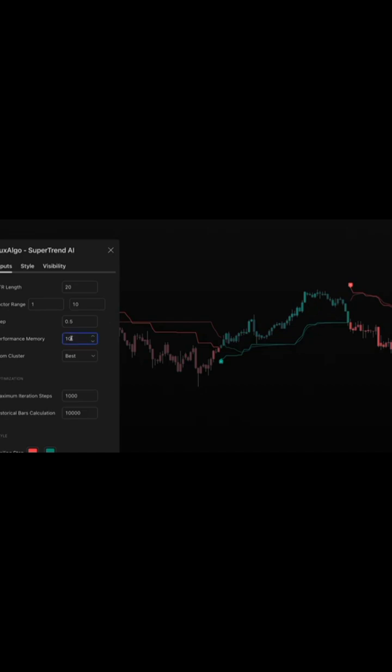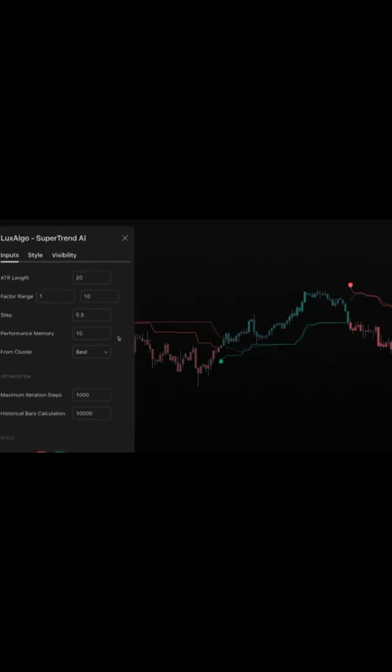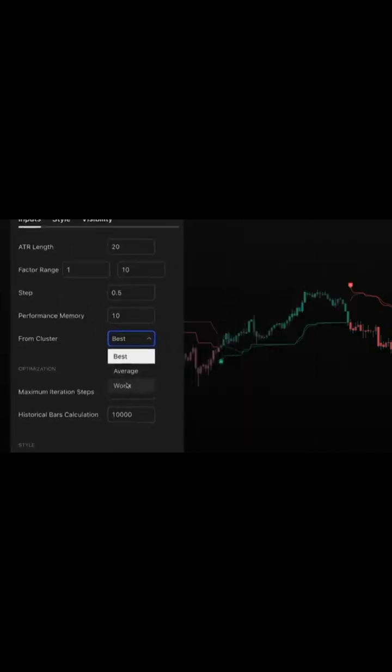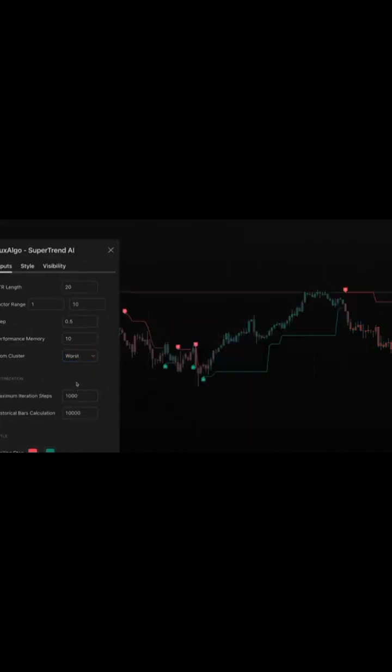Higher performance memory prioritizes current market trends, resulting in quicker adjustments, while lower values stabilize the indicator by favoring long-term patterns, smoothing volatility. The cluster dropdown ties everything together by offering a choice between the best, average, or worst performing clusters. This provides adaptability for different trading strategies. Opting for the worst performing cluster might seem counterintuitive but can align with more conservative approaches, filtering out overly aggressive signals.